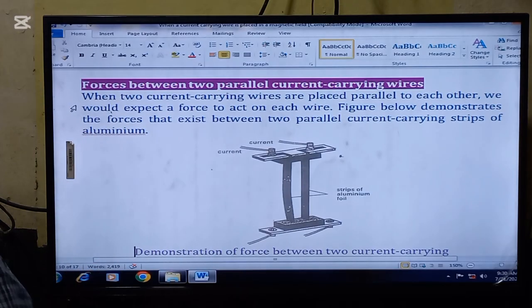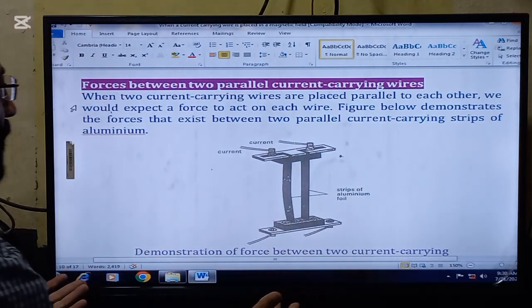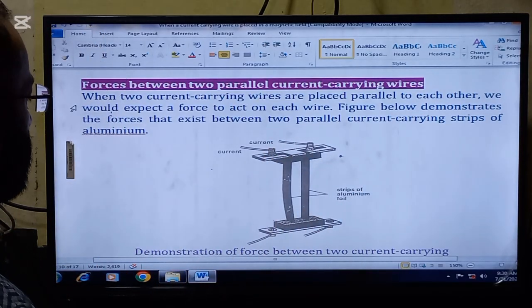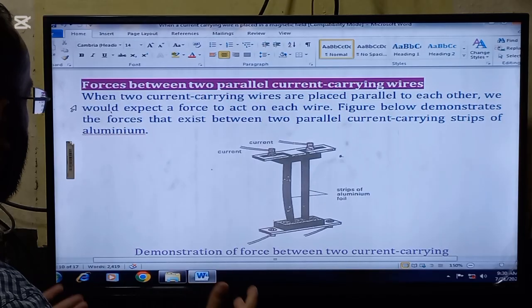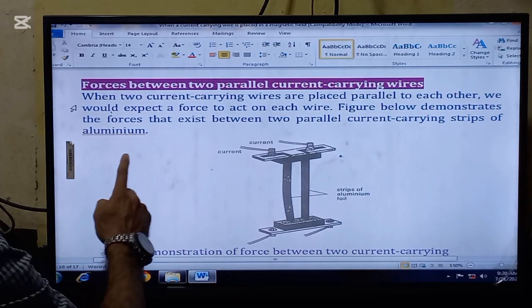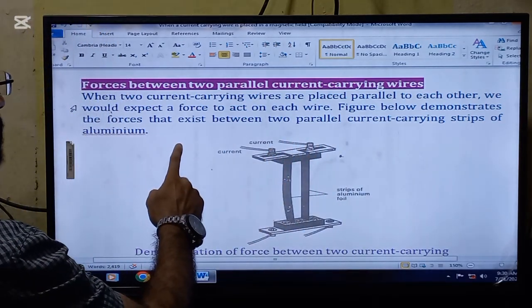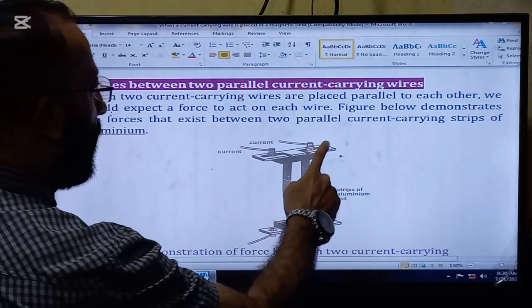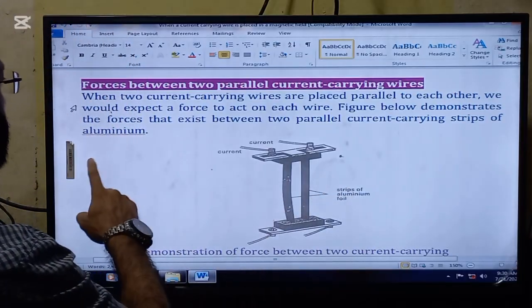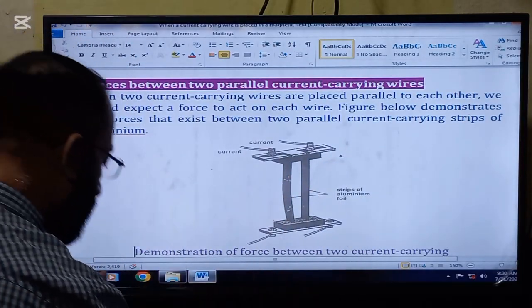Okay, the next thing that we are going to read in the lecture is the forces between two parallel current carrying wires. Again, this is a very easy topic because you have learned most of the concepts in this lecture. When two current carrying wires are placed parallel to each other, we would expect a force to act on each wire. The figure below demonstrates the forces that exist between two parallel current carrying strips of aluminium.